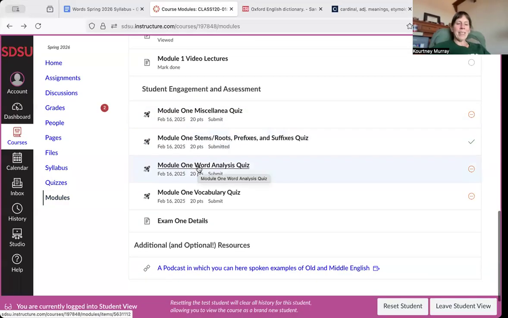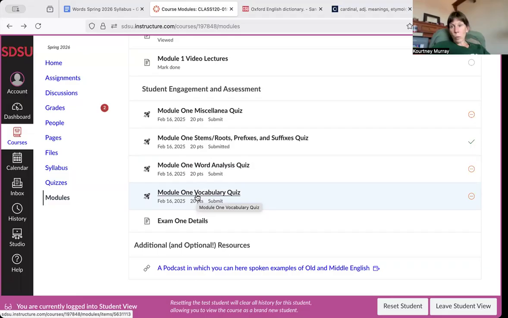So word analysis is a longer kind of quiz because I'm asking you to break down each individual word into a suffix and a prefix and a root. So you get extra points, but you also get some extra time. And then vocabulary. For this quiz, I ask you, what does this word literally mean, according to its roots?